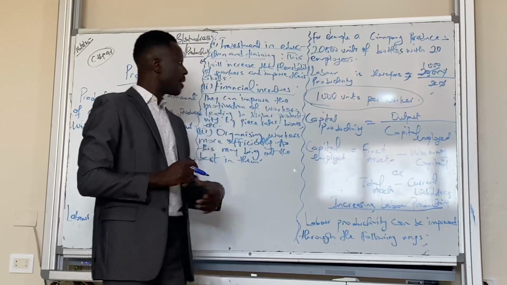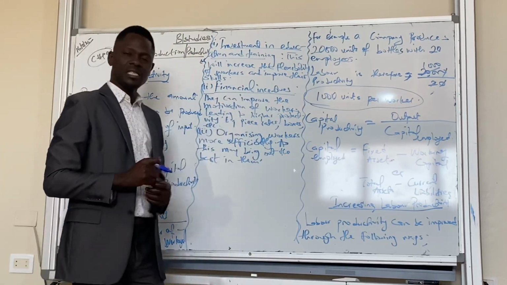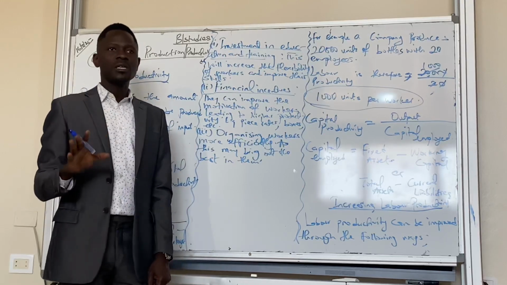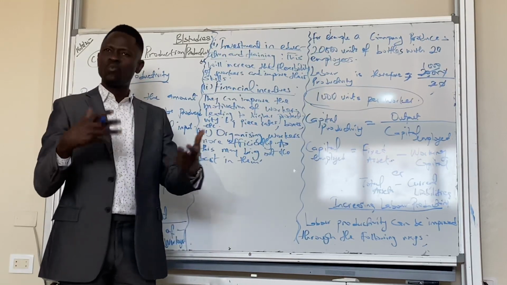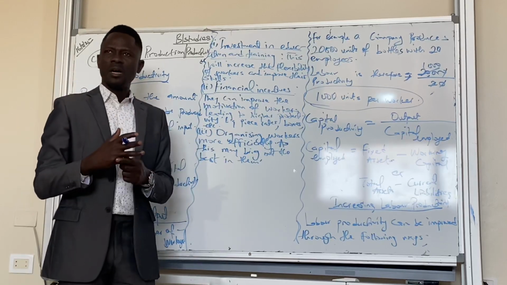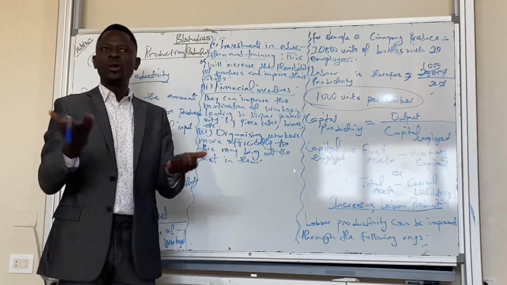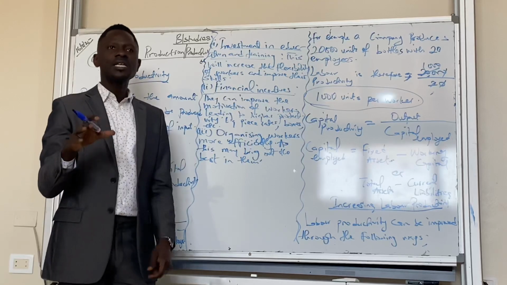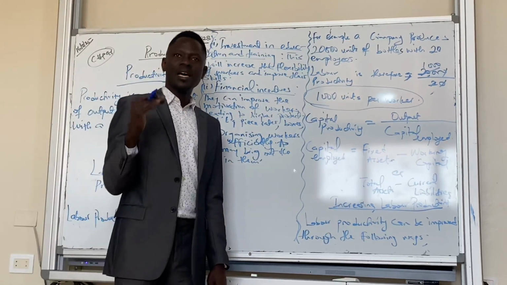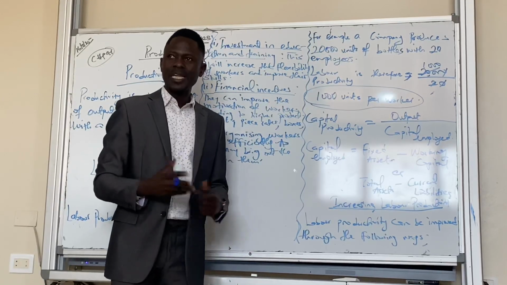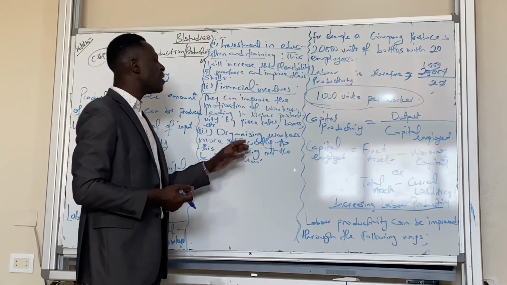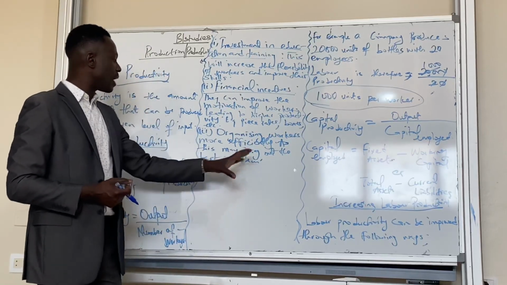Is it clear? Yes. The second one, financial incentives. Some workers are motivated by money, or incentives like financial motivation, such as piece rate, time rates, bonus, and commission. These things can improve workers' motivation. And if workers are motivated, they are likely to be productive, and that increases productivity.